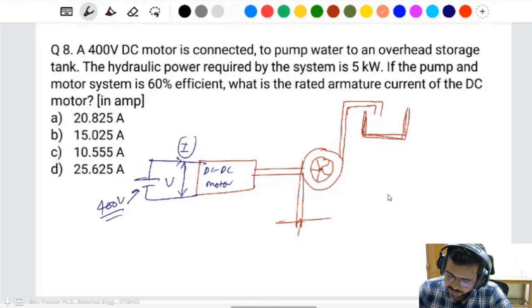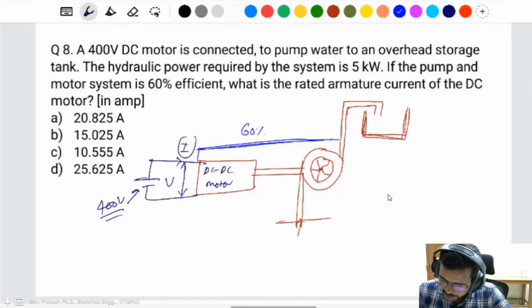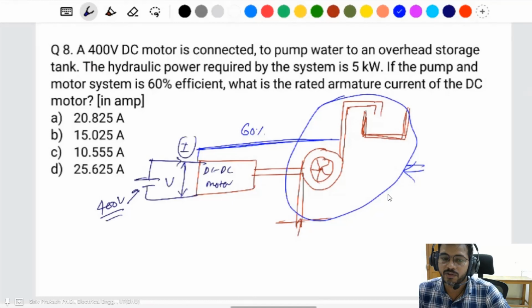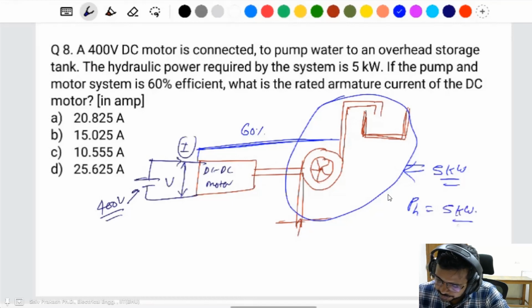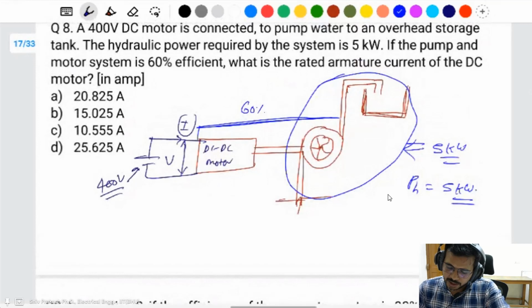The efficiency of the whole system, this one to this one, will be 60% only. And the power required in the whole system to store the water in an overhead tank will be 5 kilowatt, as given in the question. You can say this is the water head power, the hydraulic power, it will be 5 kilowatt. And we are asking what is the rated armature current.